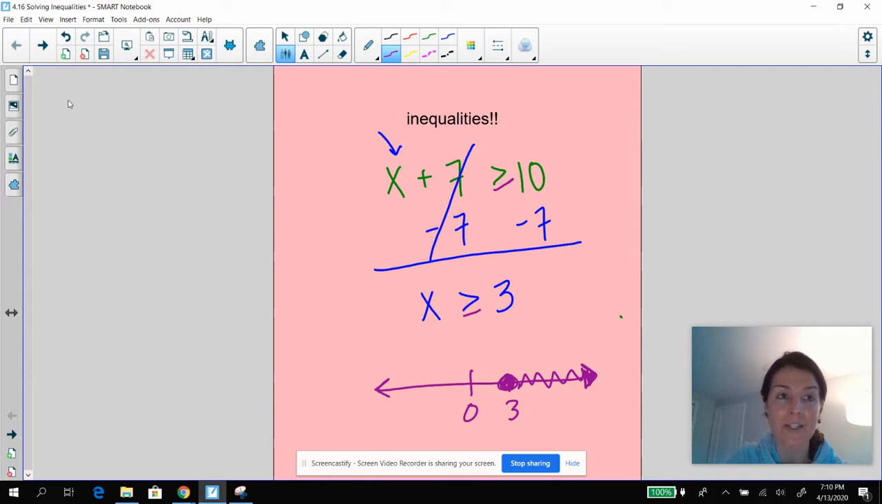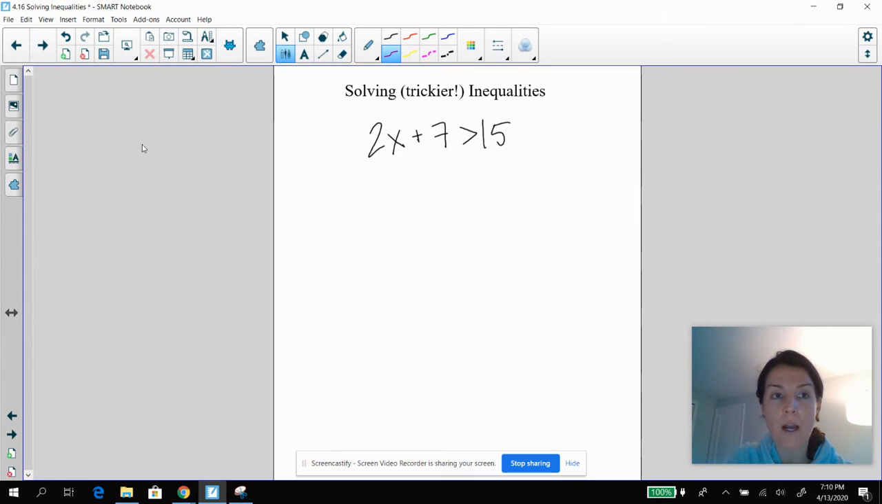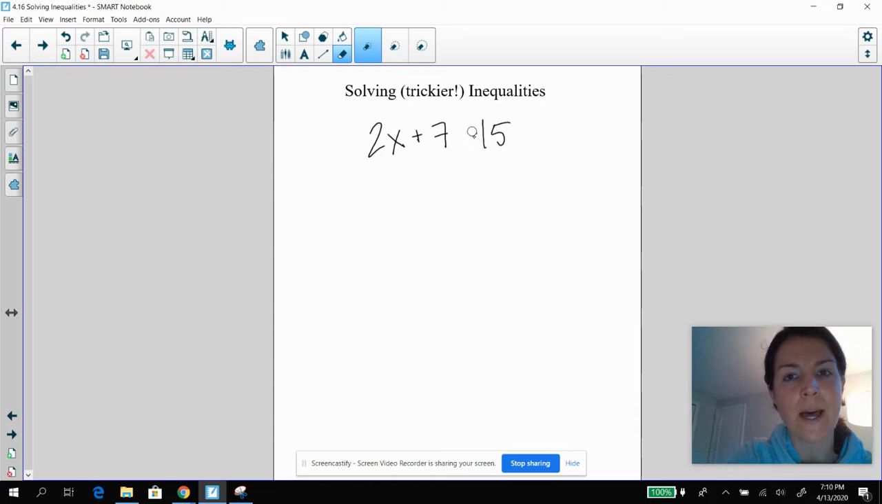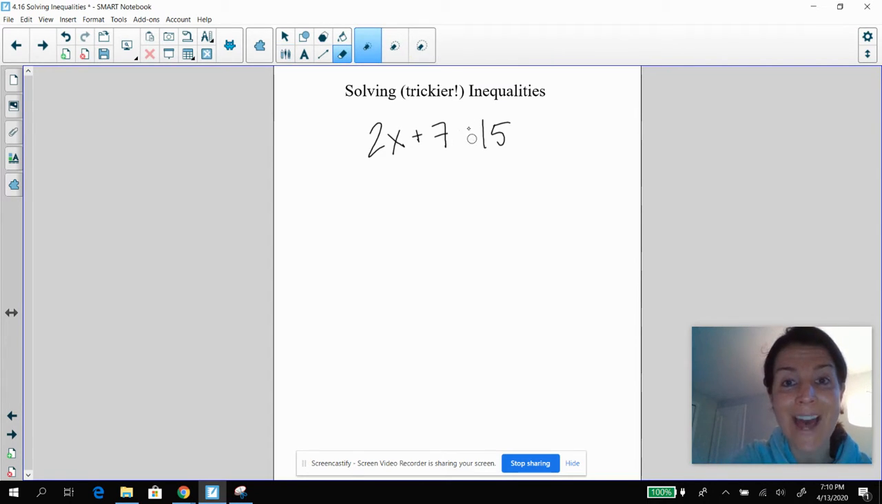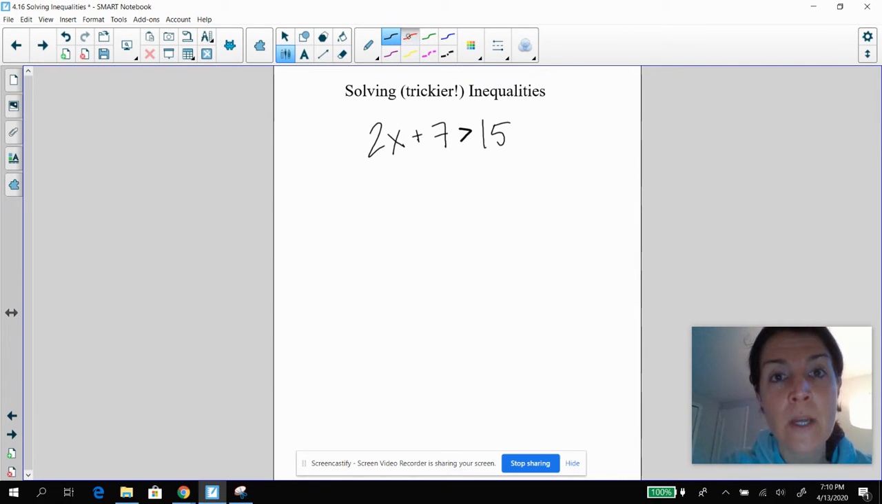So we're going to turn it up a notch today, and we are going to talk about solving trickier inequalities. So this should look pretty familiar. If I changed this little inequality sign to an equal sign, you'd be like, snooze, Miss Bixler, give me something harder. This would just be a two-step equation. So we are going to solve this the exact same way we would solve a two-step equation. So go ahead, pause the video, and do it on your own and see how it goes.